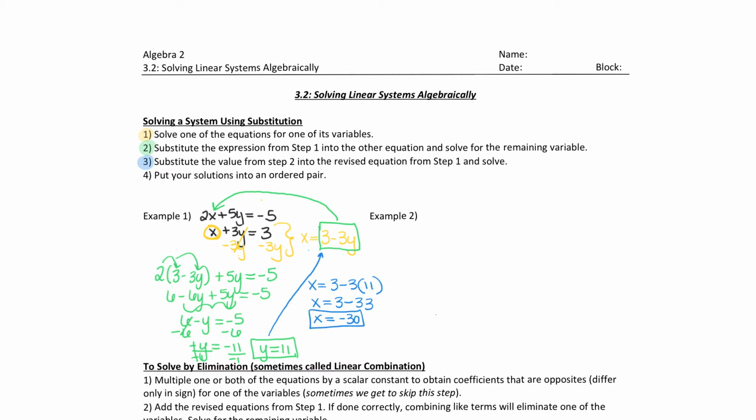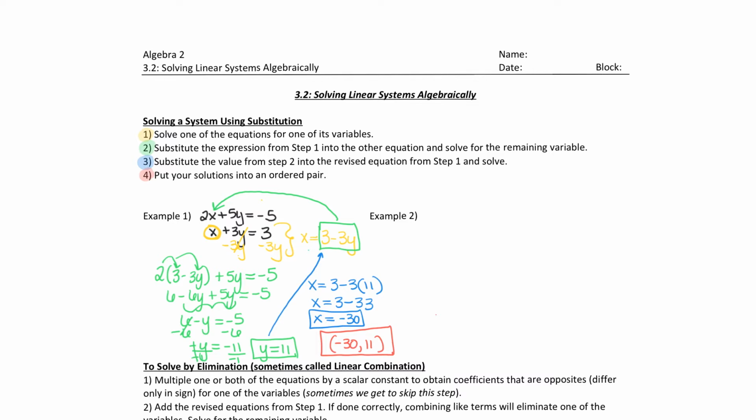And then my final step, you can do this one in red. I need to write my solution as an ordered pair. So my x value comes first, which is negative 30, and then my y value comes next, which is 11. And that is the solution to the system of linear equations. So now I know that if I were to graph these two equations, they would intersect at the point negative 30, 11. Let's look at another example.